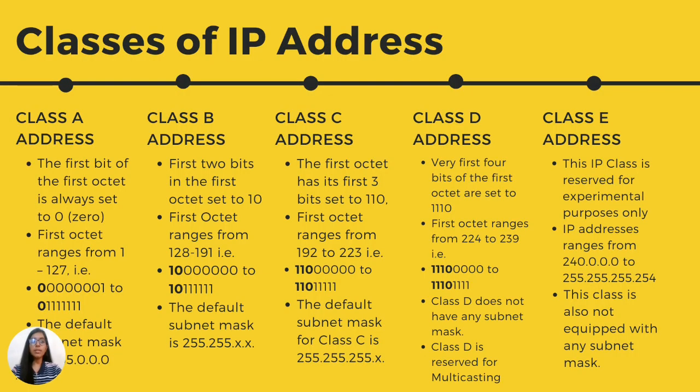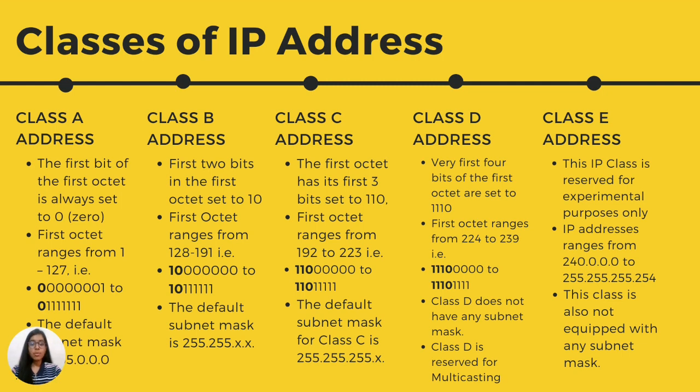Now, classes of IP addresses are a vast topic in themselves, and I have covered only a little in this video. First come class A addresses. The first bit of the first octet for class A addresses is set to 0. Thus, the first octet ranges from 1 to 127. Class A addresses include only the IP addresses starting from 1 to 126.